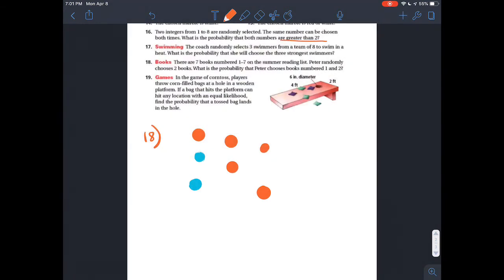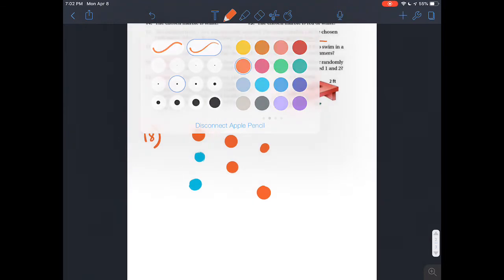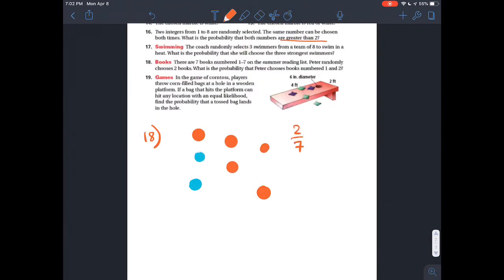What is the probability that he will pick one of these 2 books on his first pick? On his first pick, there are 7 books to choose from, and there are 2 favorable outcomes, so it's 2 out of 7. Then on his second, it will be 1 out of 6, after this one is gone. So we have 2 over 7 times 1 over 6, which equals 2 over 42, which equals 1 over 21.